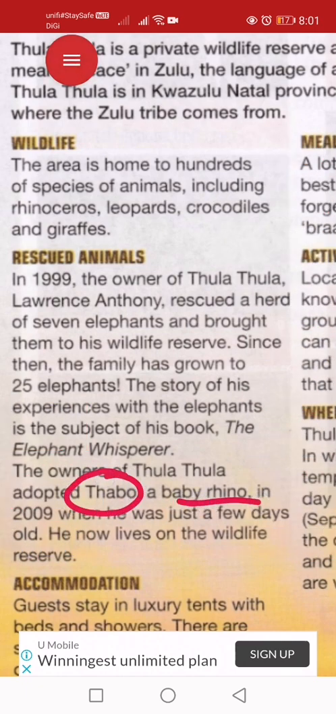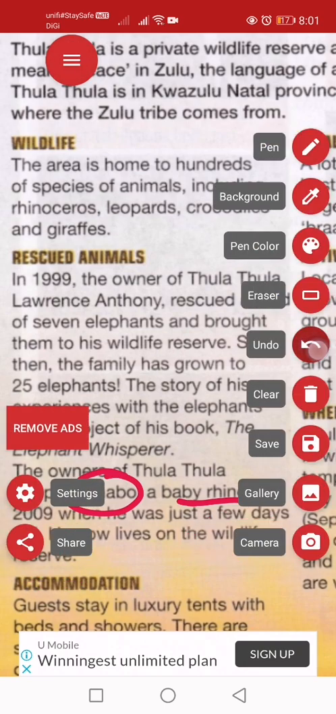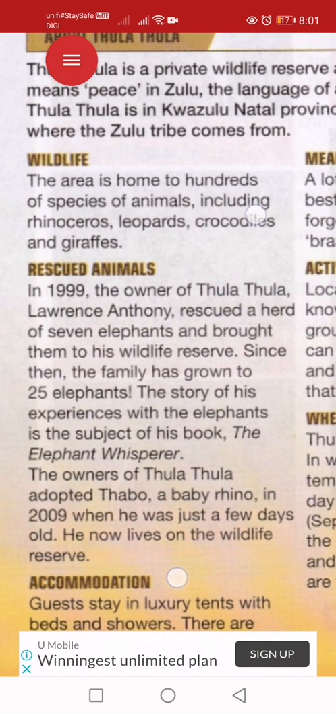Tabo ialah a baby rhino in 2009, where he was just a few days old. He now lives on the wildlife reserve. Sekarang dia tinggal di tempat itu, wildlife reserve. Okay, so next one.